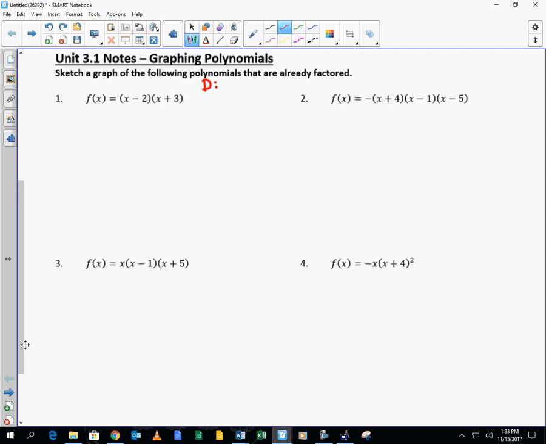What's the degree of this polynomial? If I were to multiply it out, I would get an x squared, so second degree. Positive or negative? If you multiplied it out, would you get a positive x squared or a negative x squared? Positive x squared. Well, if it's positive, that means it ends going up. And if it's even, then it ends and starts in the same direction.